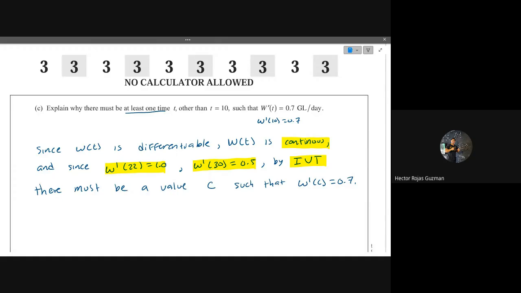Oh, one side comment. Remember, differentiability, did I spell that correctly? Differentiability implies continuity. But continuity does not imply differentiability. So keep that in mind moving forward.